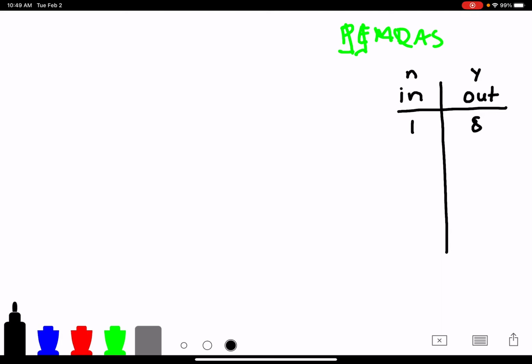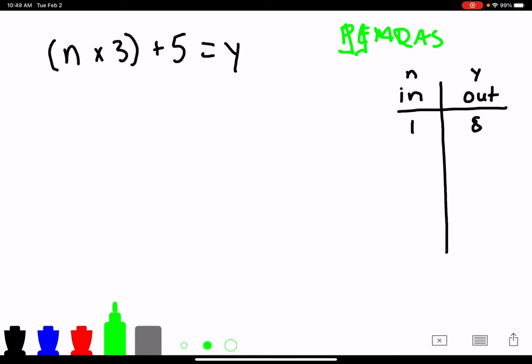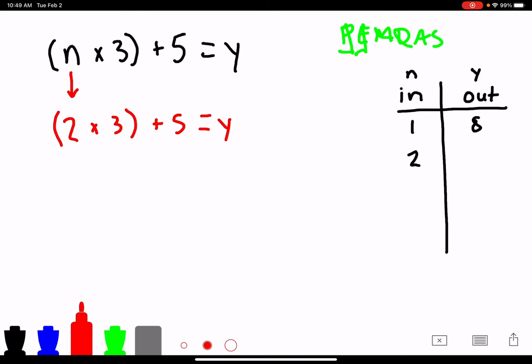I'm going to rewrite the exact same equation that we had at the beginning. Let's try writing it again. It was n times 3 plus 5 equals y. So let's try putting, instead of 1 for n, let's try putting 2. So our question is, if n equals 2, what does y equal? How do I solve it? I need to replace the n with the number 2. And everything else I copy exactly the same. So we have 2 times 3 plus 5 equals y.